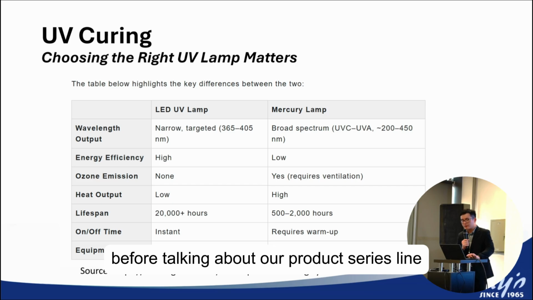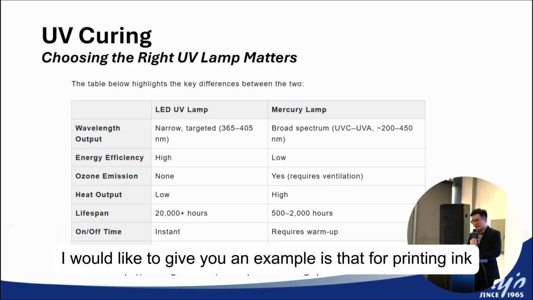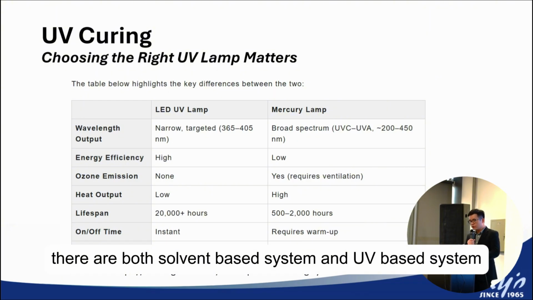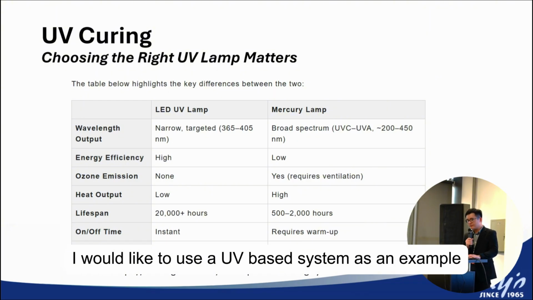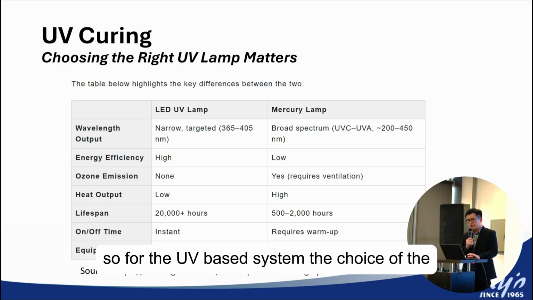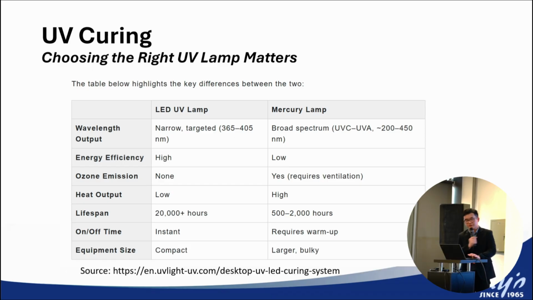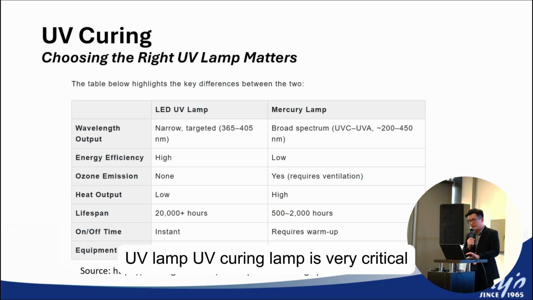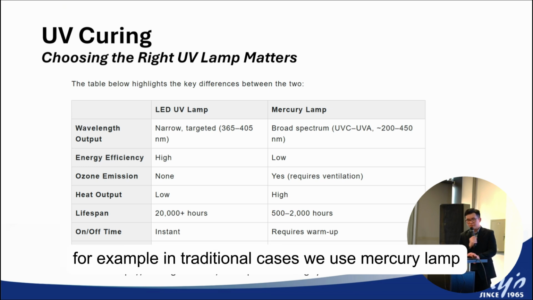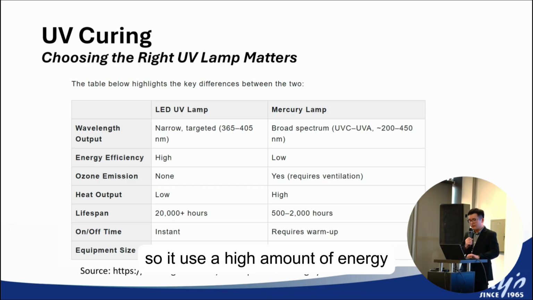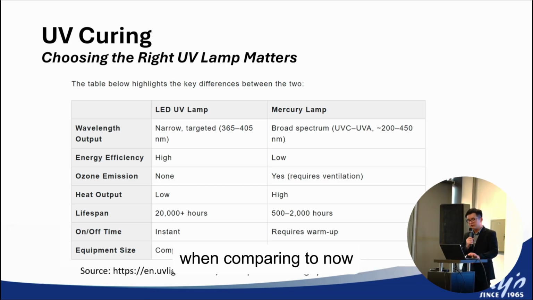Before talking about our product series line, I would like to give you an example. For printing ink, there are both solvent-based systems and UV-based systems. I would like to use a UV-based system as an example. For the UV-based system, the choice of the UV curing lamp is very critical. For example, in traditional cases, we use a mercury lamp, which uses a high amount of energy compared to the modern LED lamp.